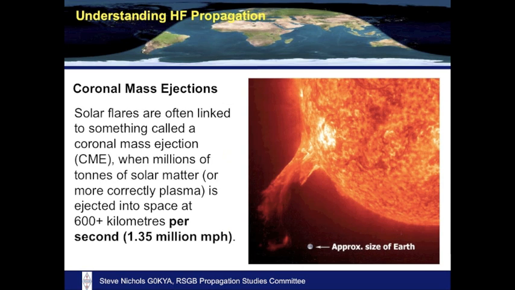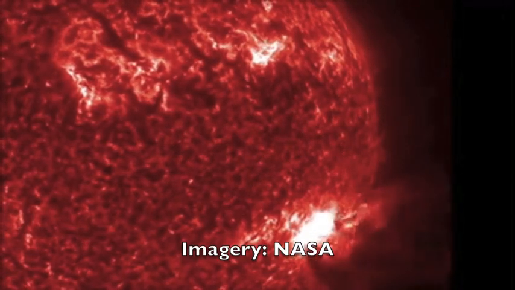But it's not all good news with solar flares, because they're often linked to something called a coronal mass ejection. Now, this is when millions of tons of solar matter, or more correctly plasma, are ejected into space from the site of the CME. And these things are hurled into space at rapid speeds, 1.35 million miles per hour, something like 600 kilometers per second. And so if one of these coronal mass ejections is pointing towards the Earth, then it's going to impact upon the Earth, and we're going to have some effects. As you can see from the diagram there, these things are utterly massive. I mean, compared with the size of the Earth there, which really looks like a pinhead, a CME is quite violent.